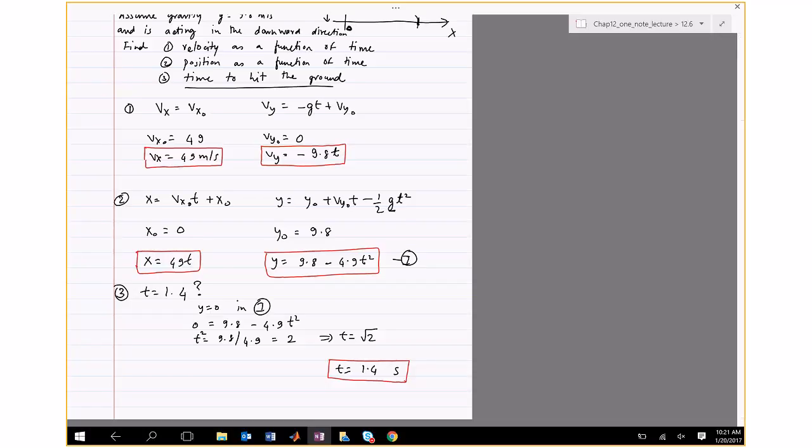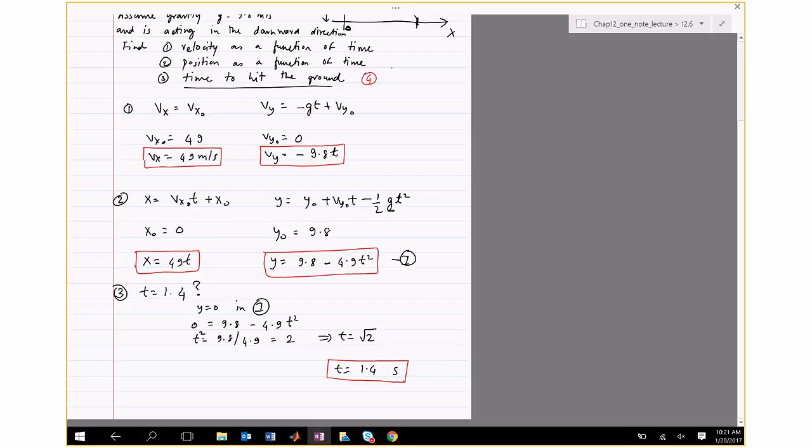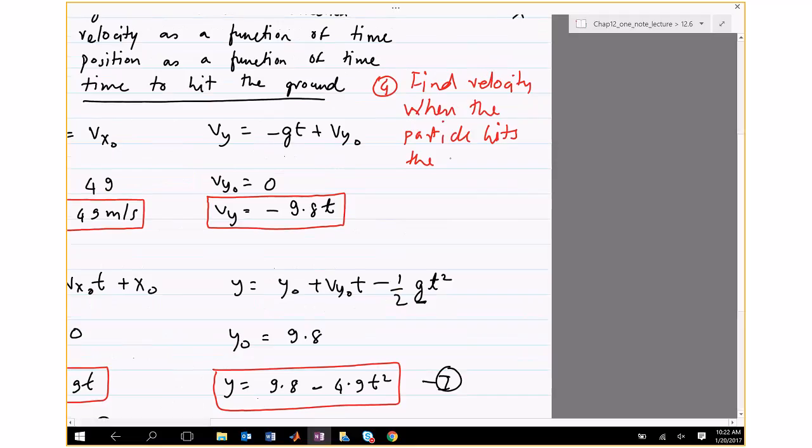Okay, I can add another question here. Find the velocity when the particle hits the ground, and then the distance x when the particle hits the ground. Okay, so two more questions.